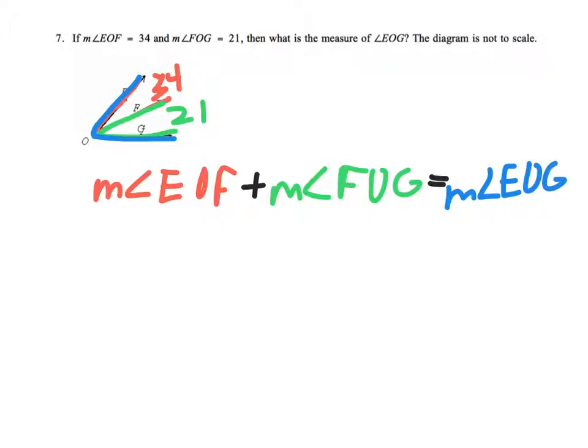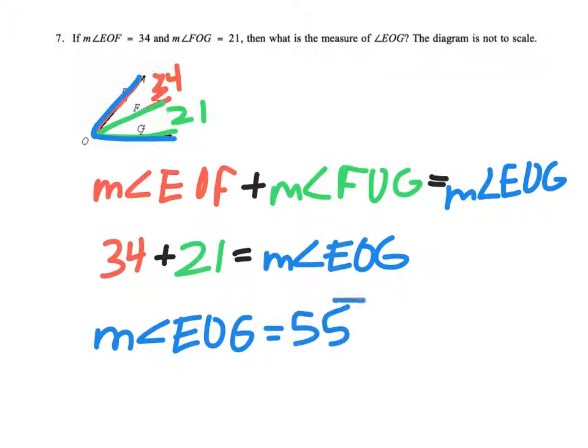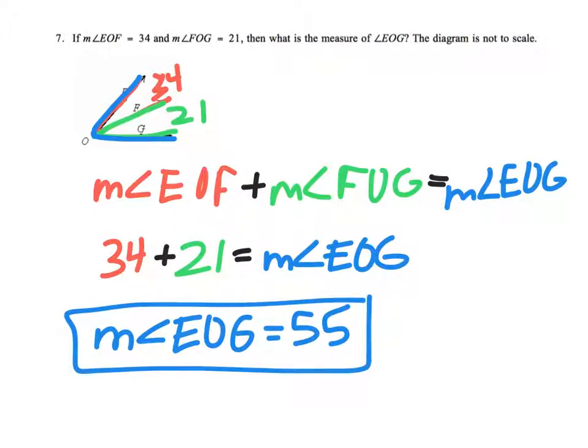So again, add the two together, you get the whole thing. So my first one is 34. We're going to add to it the green one, which is 21. Together they equal the angle I'm looking for, the measure of angle EOG. So that tells me that the measure of angle EOG is 34 plus 21, which would give me 55. Should be your final answer.